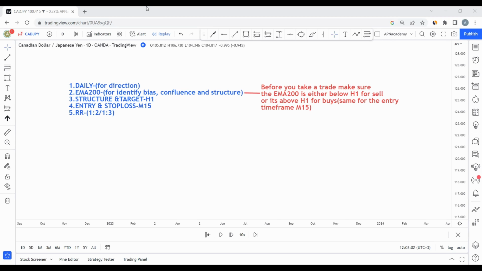As usual, you guys know that at APN Academy we have rules for everything that we do. So as usual, we are starting with the rules of what we're going to be using. What are we going to be using for our direction? We're going to be using the daily time frame to get our direction, right?